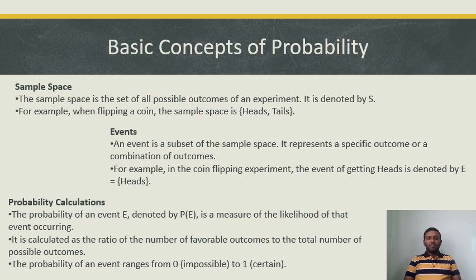Probability calculations. The probability of an event E, denoted by P(E), is a measure of the likelihood of that event occurring. It is calculated as the ratio of the number of favorable outcomes to the total number of possible outcomes. The probability of an event ranges from 0, which is impossible, to 1, which is certain. This is the sample space, which is a set of all possible outcomes of an experiment and denoted by S.